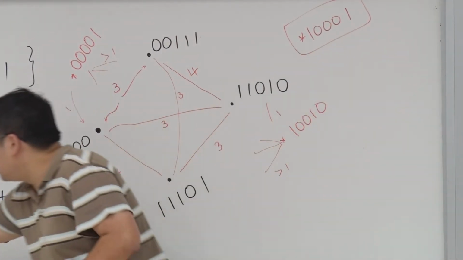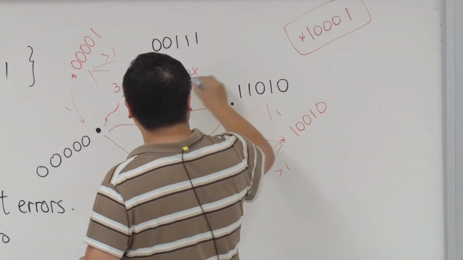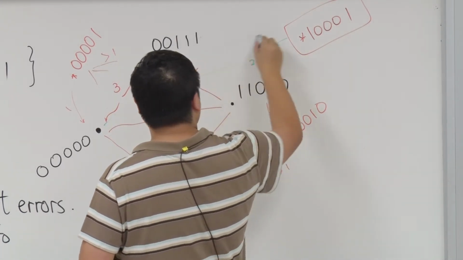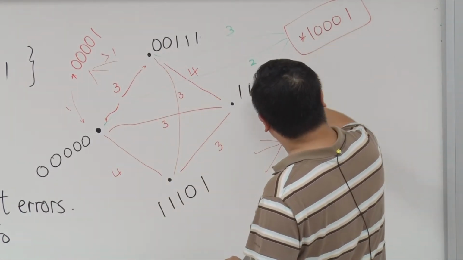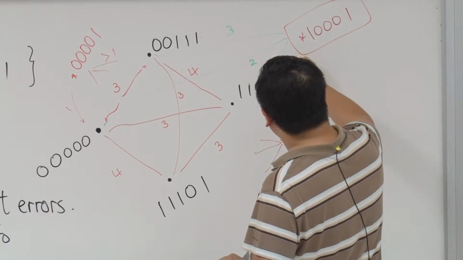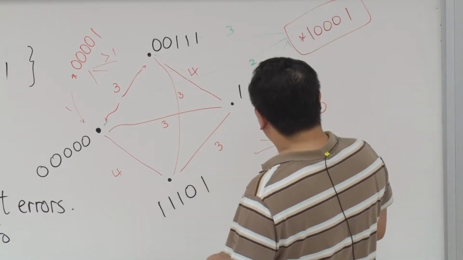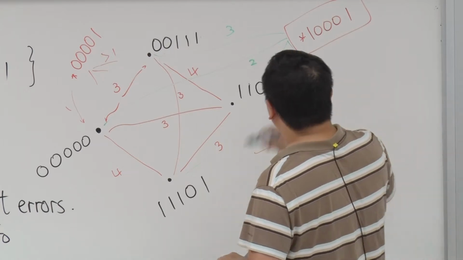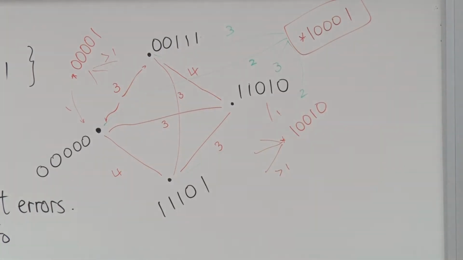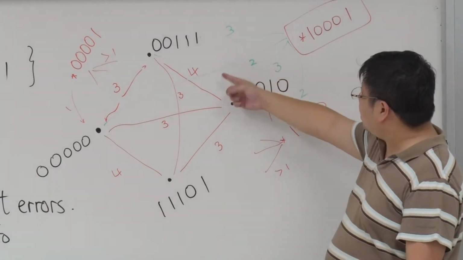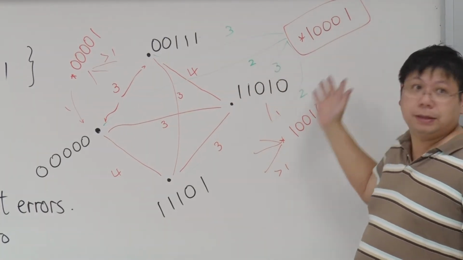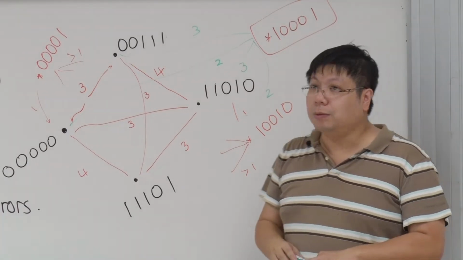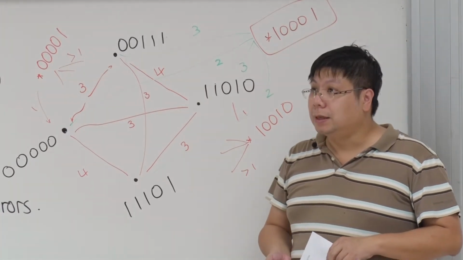So let's take a look at the distance. This one has distance 2 from this one. This one has distance 3 from this one. Is that okay? This one has distance 1, 2, 3 from this one, and this one has distance 2 from this one. So in that sense, this one and this one are of equal distance to this one. We know that something is wrong, but we cannot find out where the wrong place is.